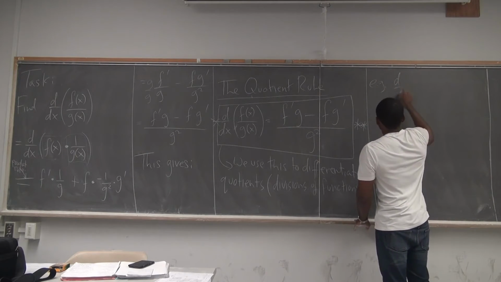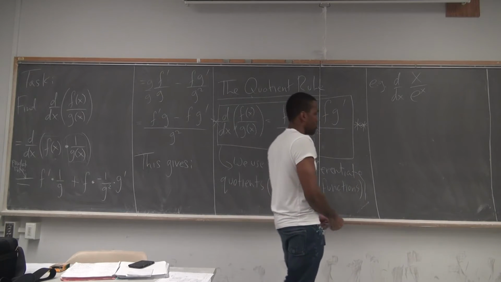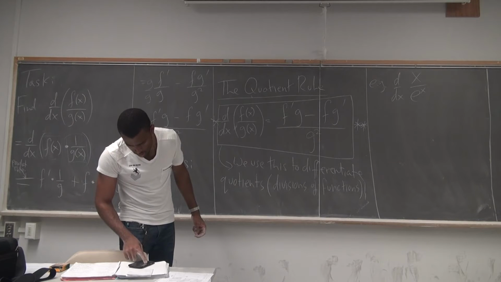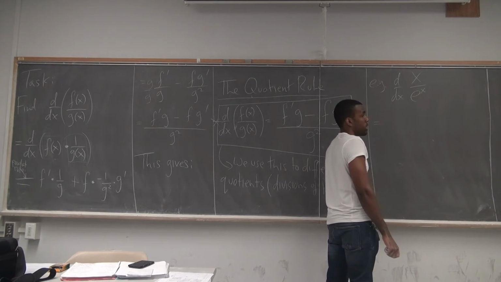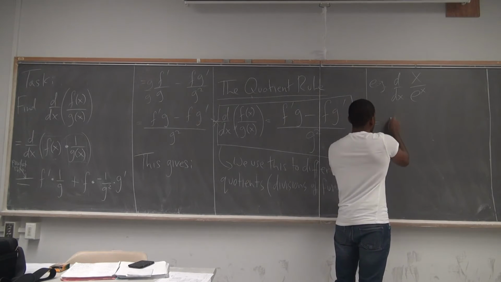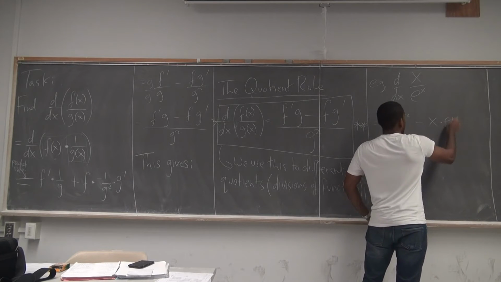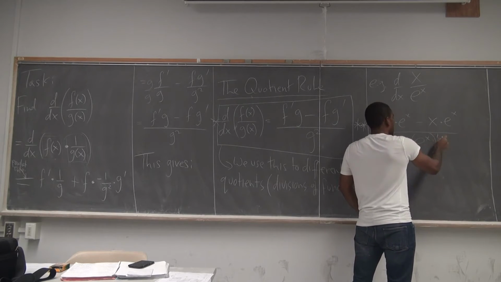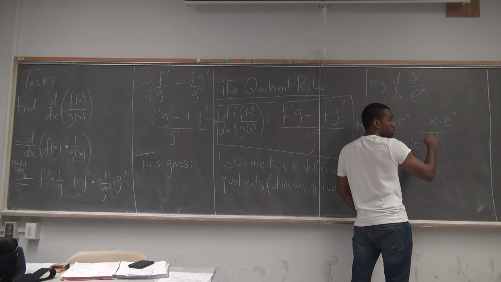Example. Differentiate x divided by e to the x. So I have that function, and for some reason I want to find the slope. What would I get? 1 times e to the x. No. e to the x then squared, which is not e to the x squared. What is that actually? The laws of exponents say you can multiply these. It's actually e to the 2x.